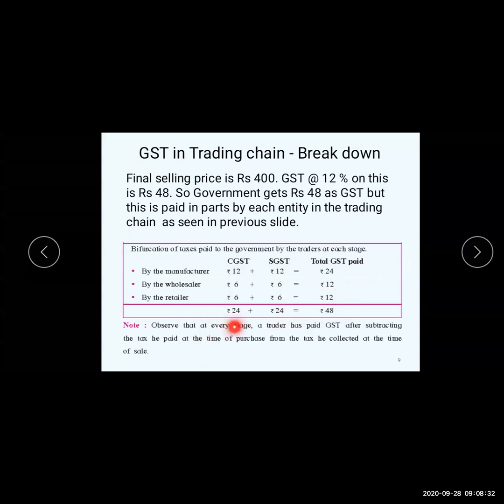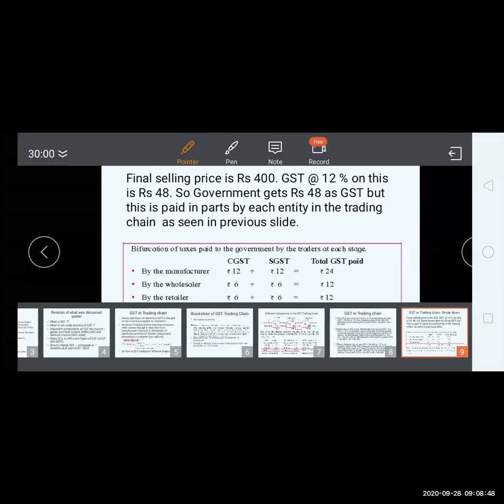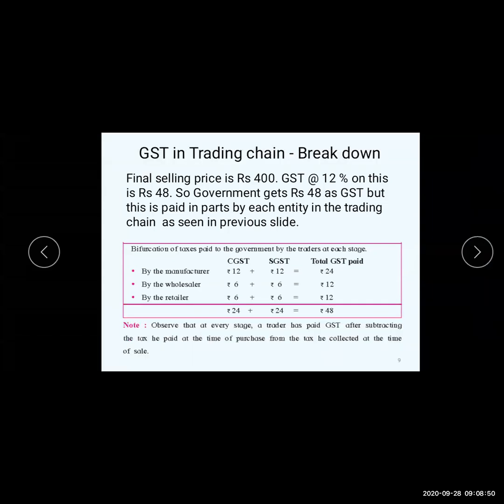Now observe that at every stage a trader has paid GST after subtracting the tax he paid at the time of purchase. It means when he is purchasing the things, whatever tax he is paying at that time, he subtracts that from the value, and then he pays the other tax, the GST, from the tax he collected at the time of the sale.